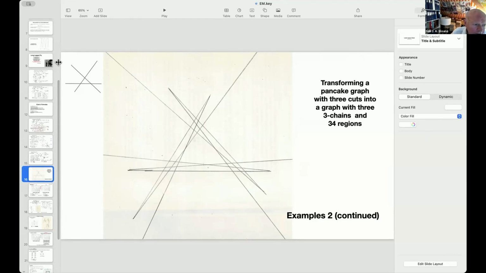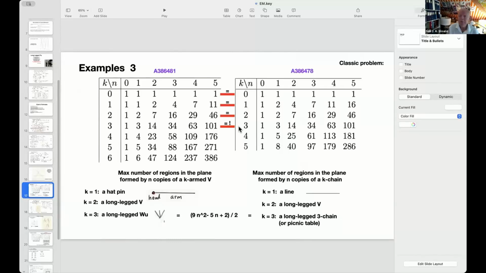So here's an example of taking 3 cuts and three chains and replacing the cuts by the chains. So the pancake graph gives you that. All right. So here's a table. This is where it gets interesting. Here's a table of the values. On the left, this is how many regions you can get with a K-legged V, or K-armed V. I don't know if a V has arms or legs, but whatever it has, let's say it has arms. This is the number of regions you can get with a K-armed V, and you have n of them.